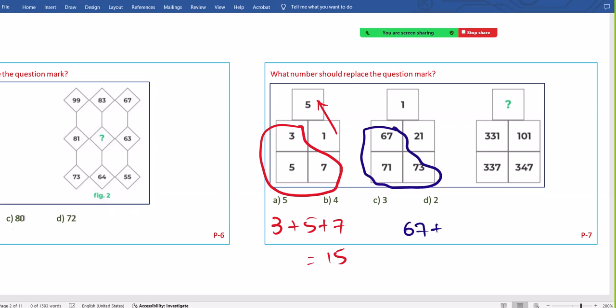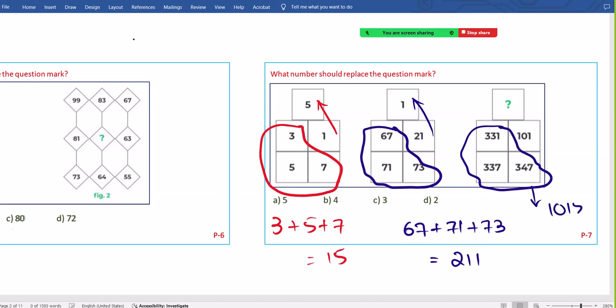These are all prime numbers again. 67 is a prime number, 71 prime number, 73 prime number. You add, you got 211. 211. Very, very, very difficult, right? Adding this, we got 1015. This should be 5.